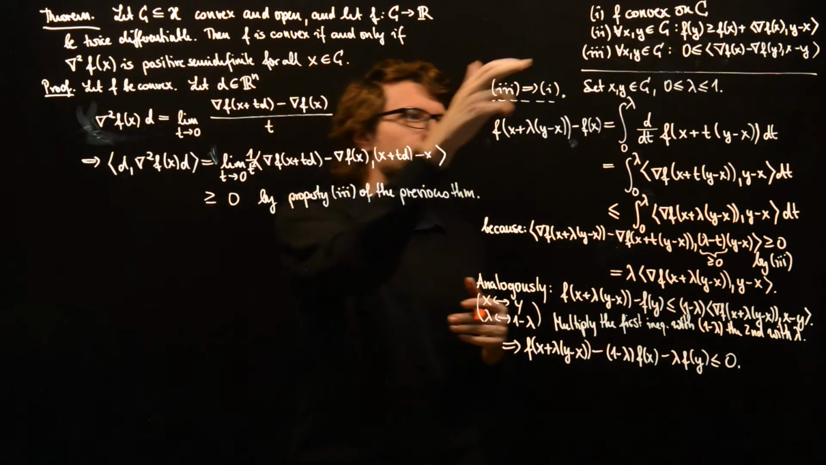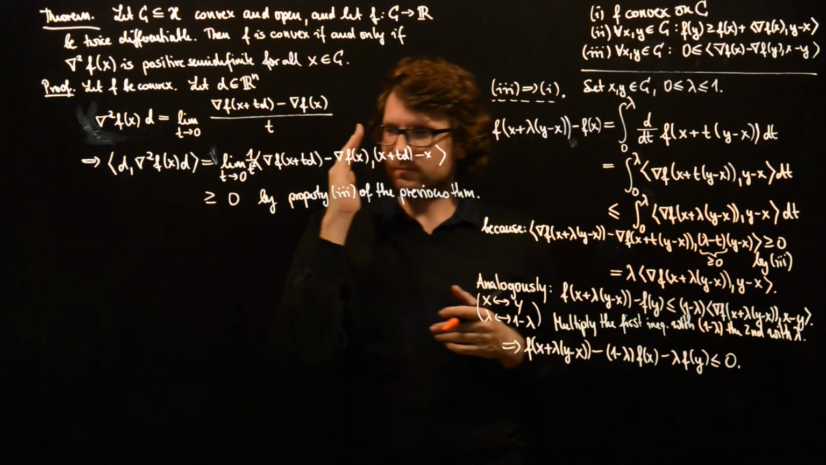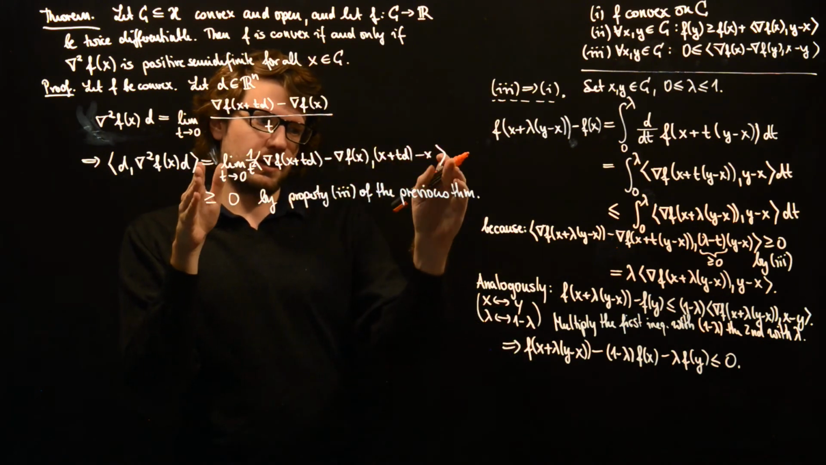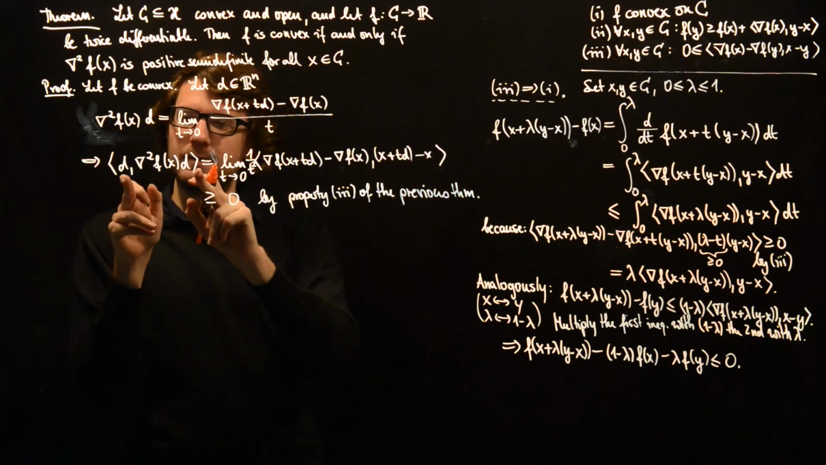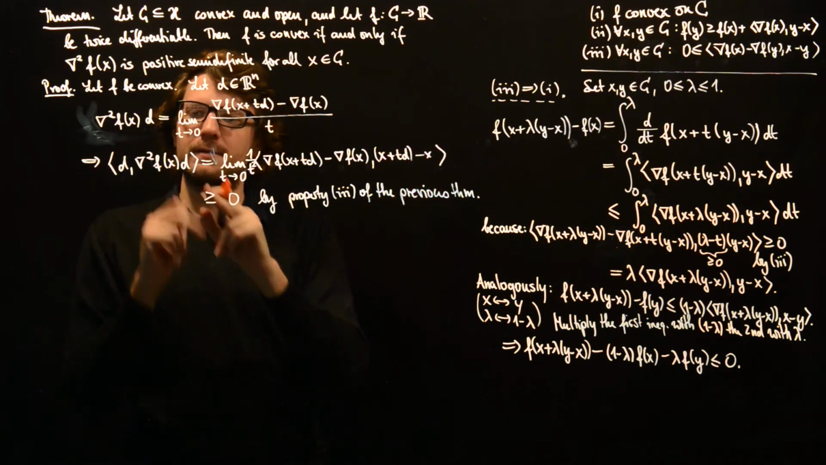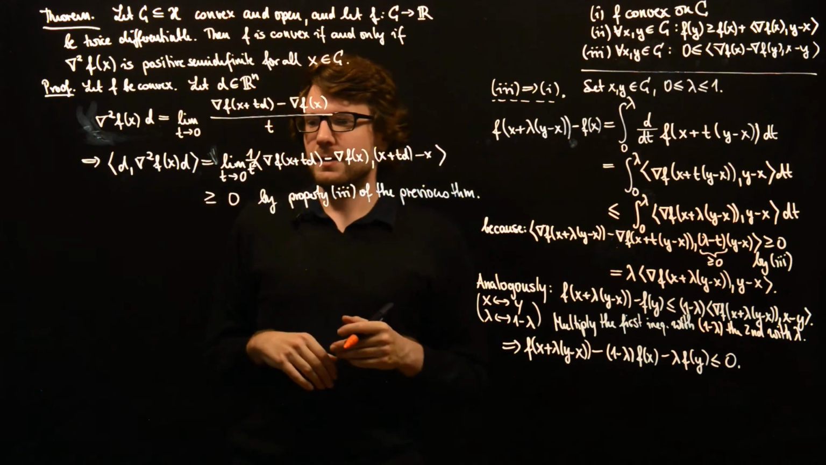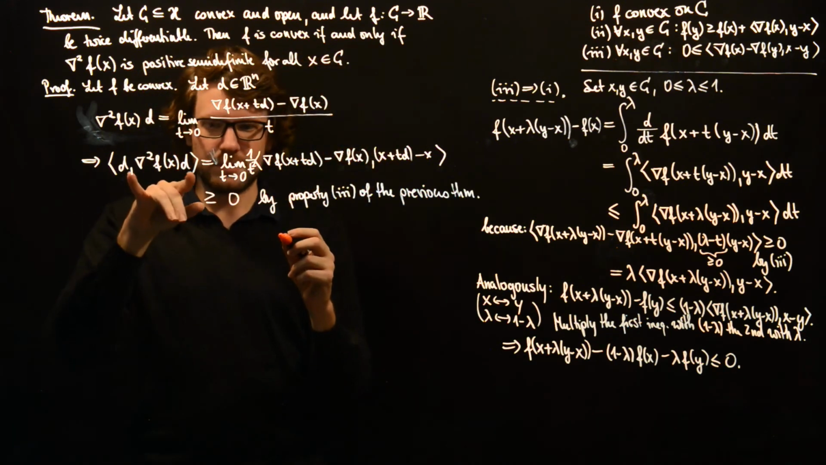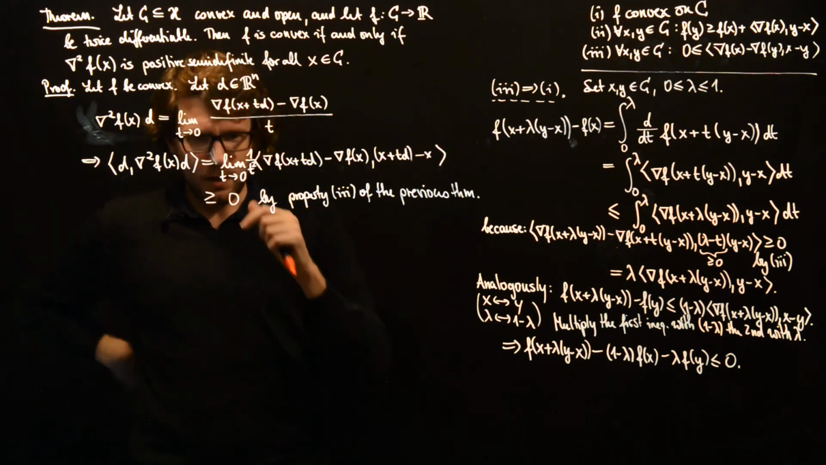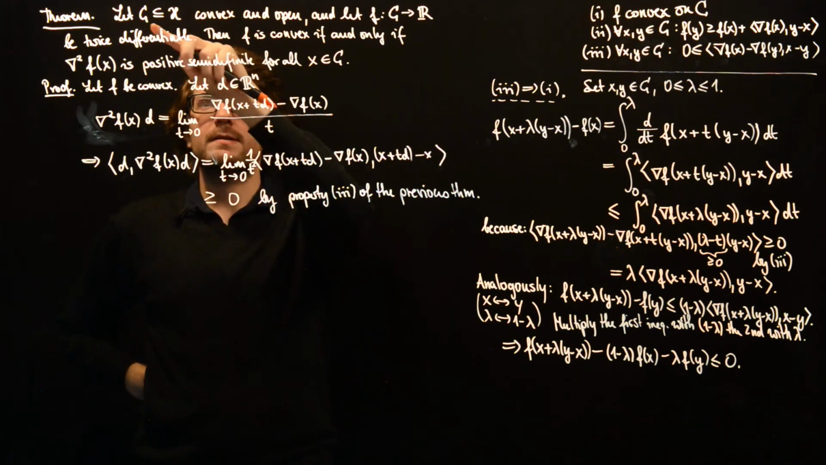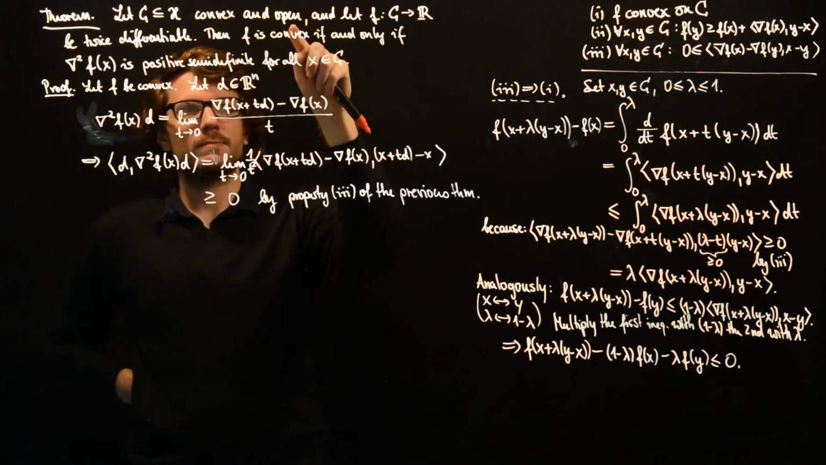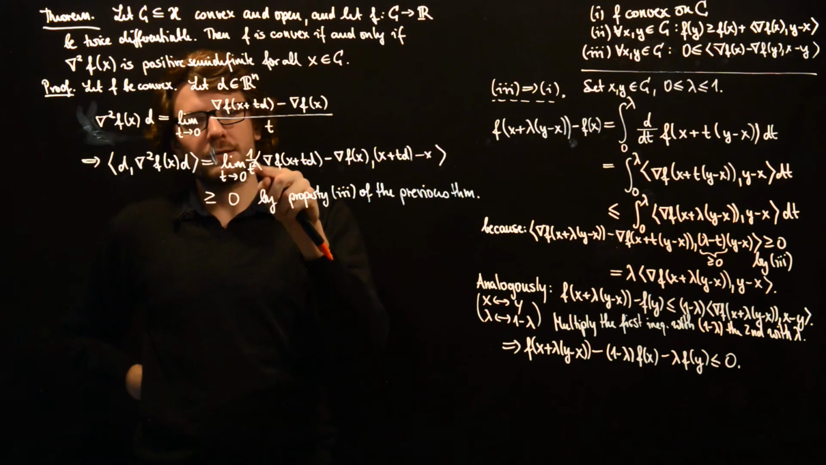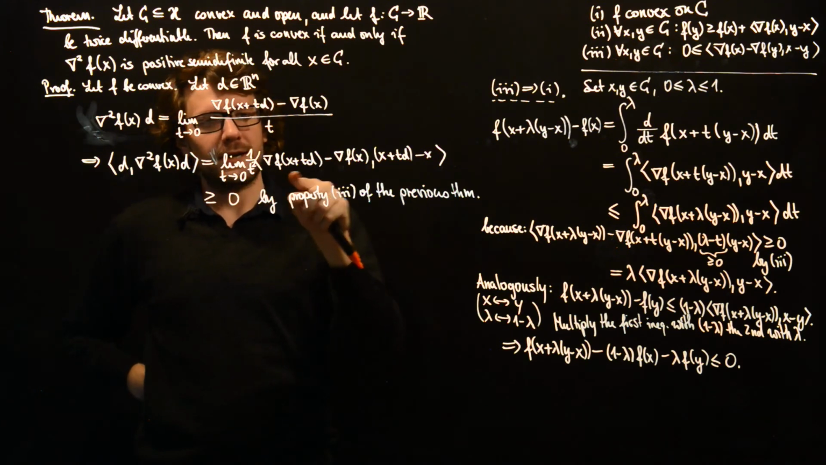So we took this property here. We showed that for this difference quotient here, we can apply this to show that d in the inner product with gradient squared f of x is always greater than 0. By the way, that C is open, which is written here, is important because otherwise, if we're at the boundary, we can't take this limit of x plus td.